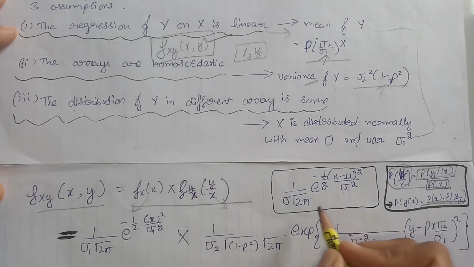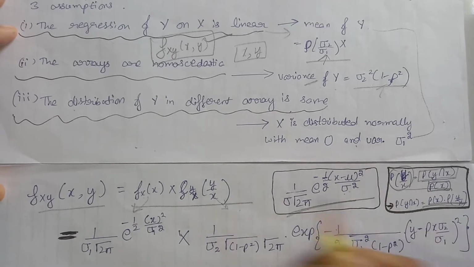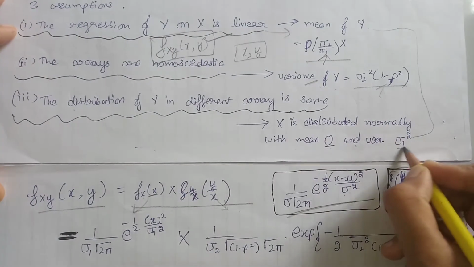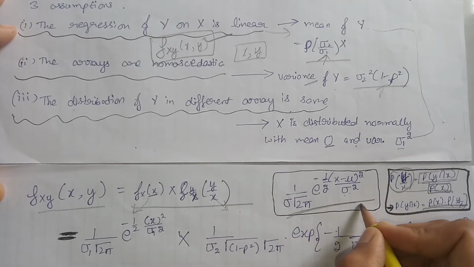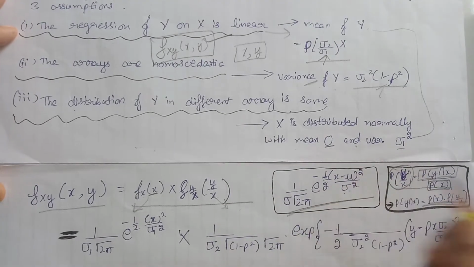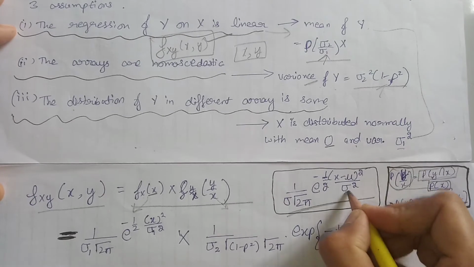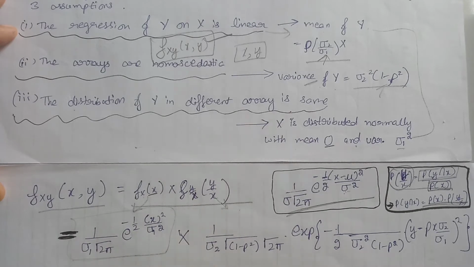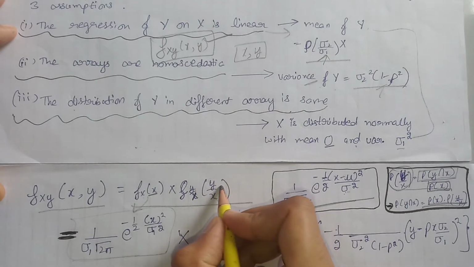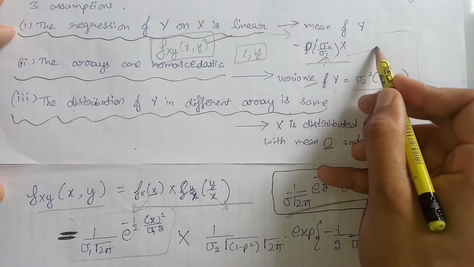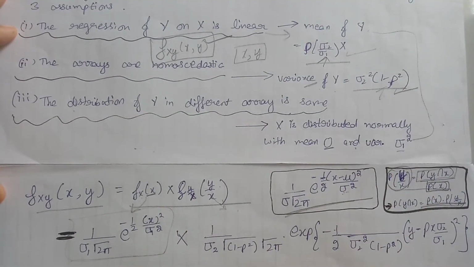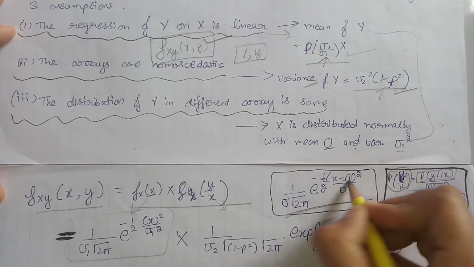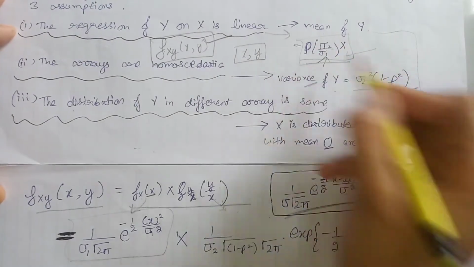Now we know the PDF of a normal distribution is this, and our x belongs to a normal distribution with mean 0 and variance sigma 1 square. That is, in this PDF, at the place of mu if we write 0 and at the place of sigma we write sigma 1, then we get the PDF of our random variable x, that is this one. Now again, our y belongs to a normal distribution with this mean and this variance. So in the PDF of this normal distribution, at the place of mu, that is the mean, we write this value like this one.